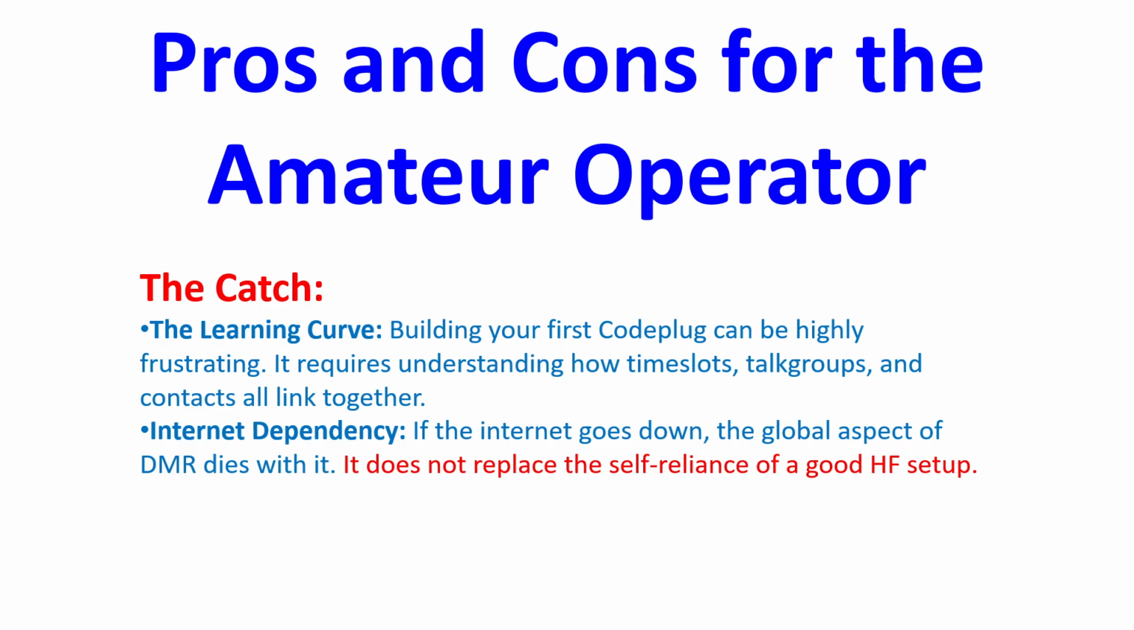The catch. The learning curve. Building your first code plug can be highly frustrating. It requires understanding how time slots, talk groups, and contacts all link together. Internet dependency. If the internet goes down, the global aspect of DMR dies with it. It does not replace the self-reliance of a good HF setup.